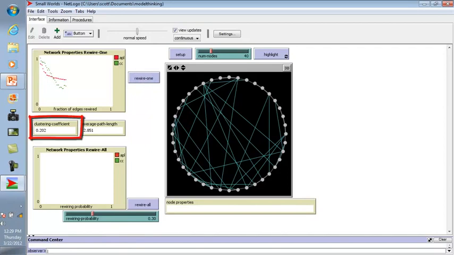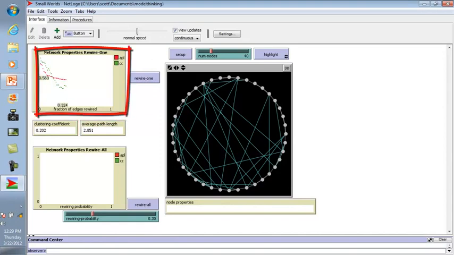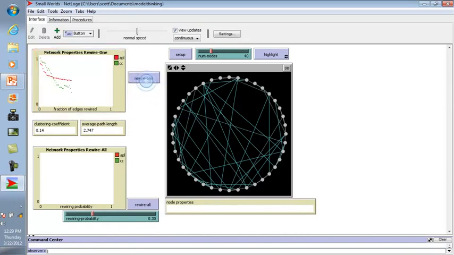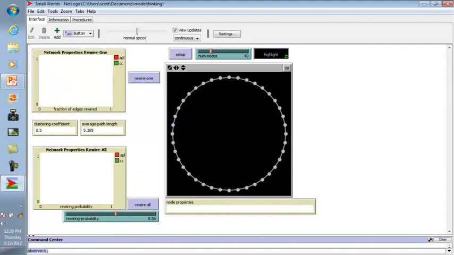Now notice here on the graph you see clustering coefficient, and over here you see average path length. In this graph, up here on the upper left, the green line shows the clustering coefficient, and the red line shows average path length. So as I rewire, what you can see is that average path length is falling, but the clustering coefficient is also falling. So let's do this one more time.